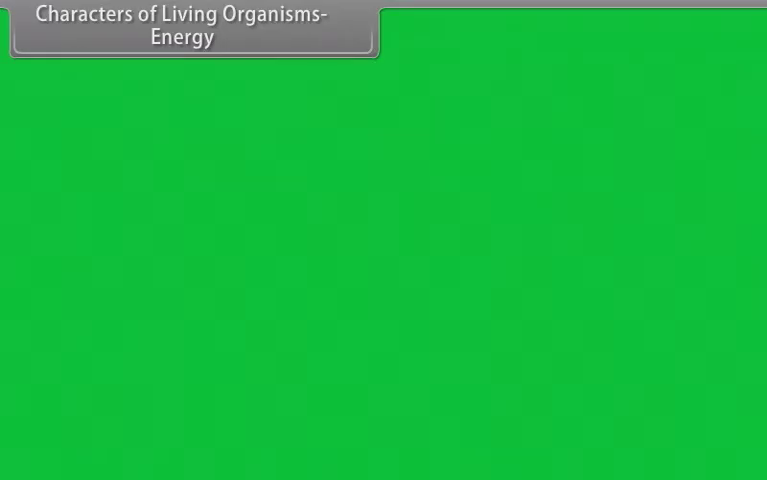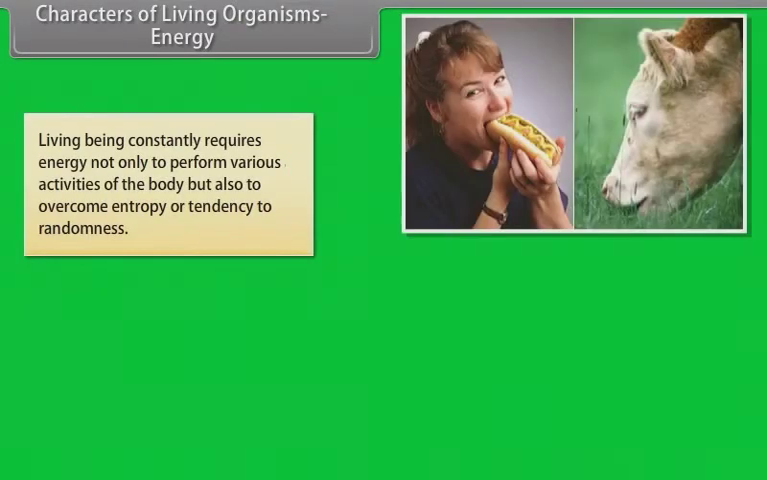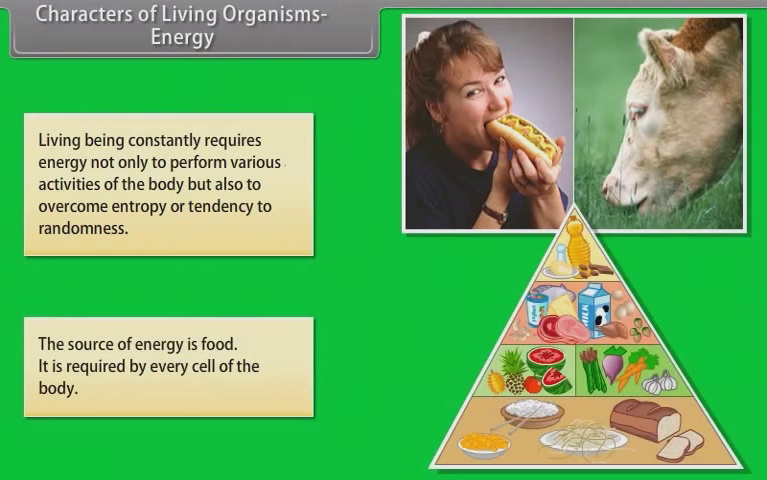Characters of living organisms. Energy. Living being constantly requires energy not only to perform various activities of the body, but also to overcome entropy or tendency of randomness. The source of energy is food. It is required by every cell of the body.